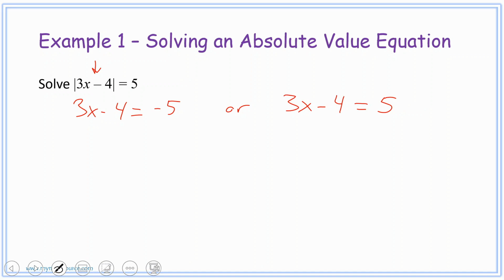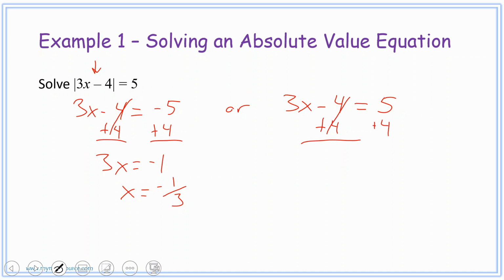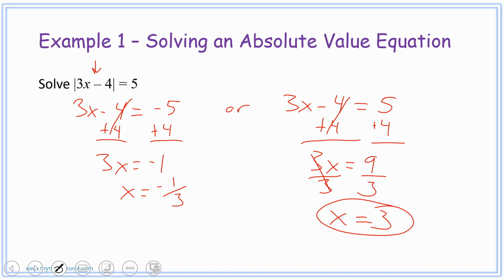So now we go ahead and solve, and if we do the opposite operation there, starting with the weaker operation, we get 3x is equal to -1, and so x is equal to -1/3. On this side, if we add 4 to both sides, what we get here is 3x will be equal to 9, and dividing both sides by 3, we get x equals 3. All right, so we get two possible values there, -1/3 and +3 that could work.